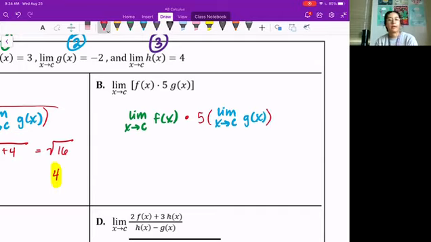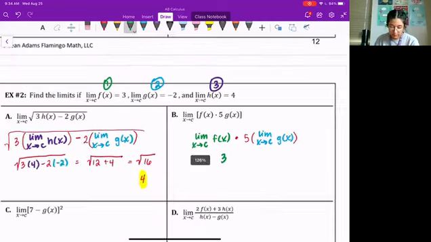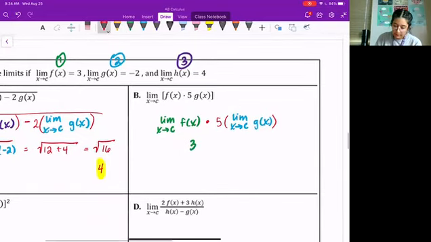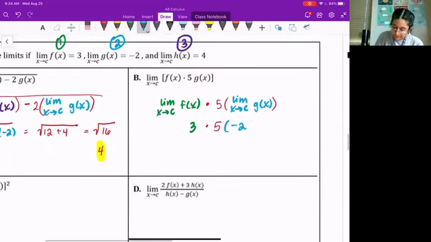Cool. Now I can substitute what they told me. The limit for f of x was 3 times 5. That came with the problem. And the limit for g of x was negative 2. All right, so 5 and negative 2 make negative 10. When I multiply that by 3, negative 30. Nice.